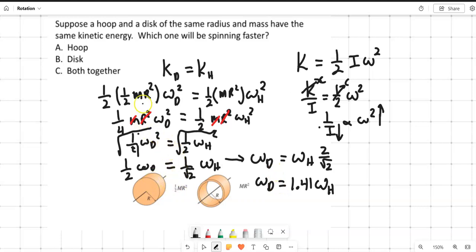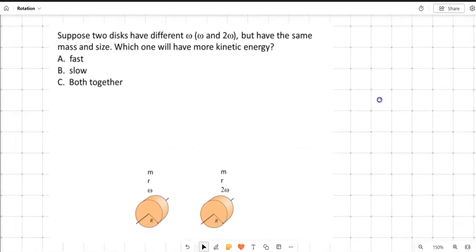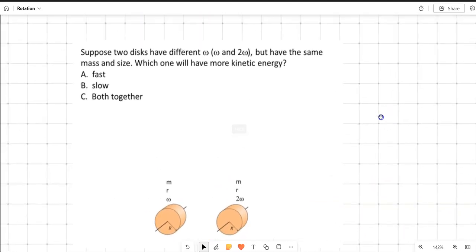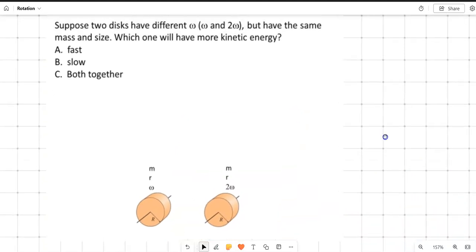Since this has a smaller moment of inertia than this other guy, in fact, it's got half the moment of inertia of the hoop, it's going to be spinning faster. So that was another way of doing this problem, but just conceptually without doing numbers. Let's do the last part in this series. This is just another really quick problem, and this one is pretty straightforward too.